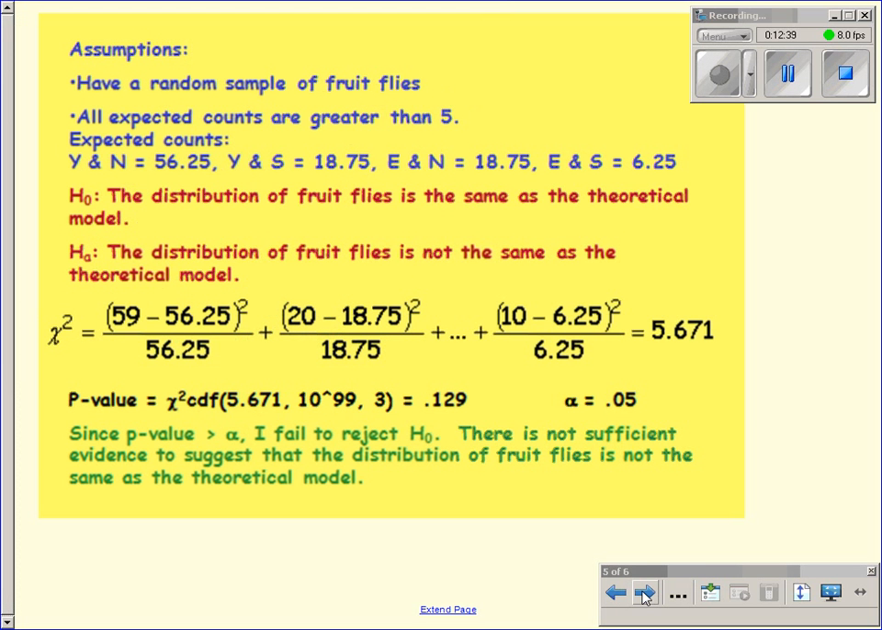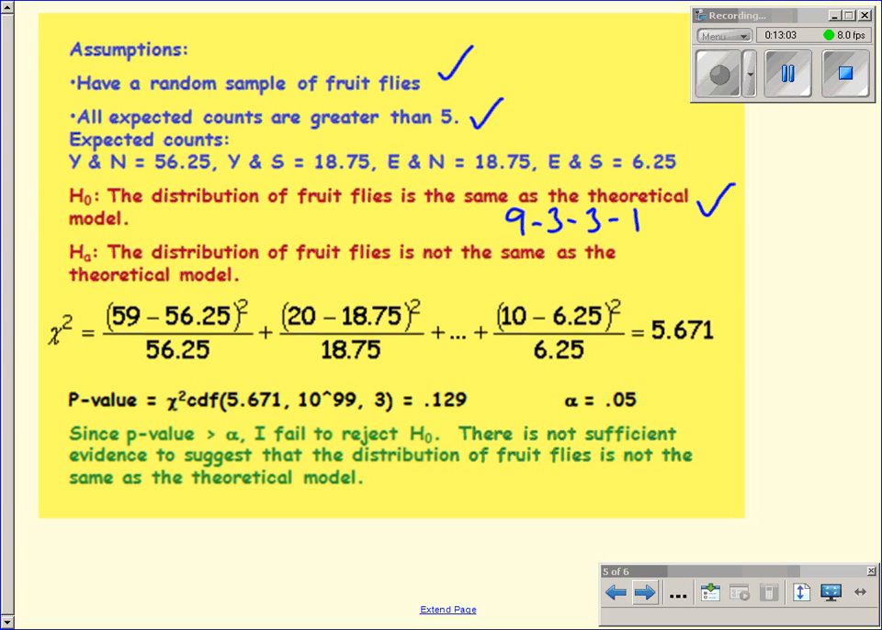So now we're just going to dive right into the test. And here's all the stuff you need to know about the test. The assumptions are we have a random sample of fruit flies. All the expected counts are greater than 5. I did them in the table on the last page. The null hypothesis is that the distribution of fruit flies is the same as the theoretical model, which is the 9-3-3-1 model. And the alternate is the distribution of fruit flies is not the same as the theoretical, that at least one category is different.